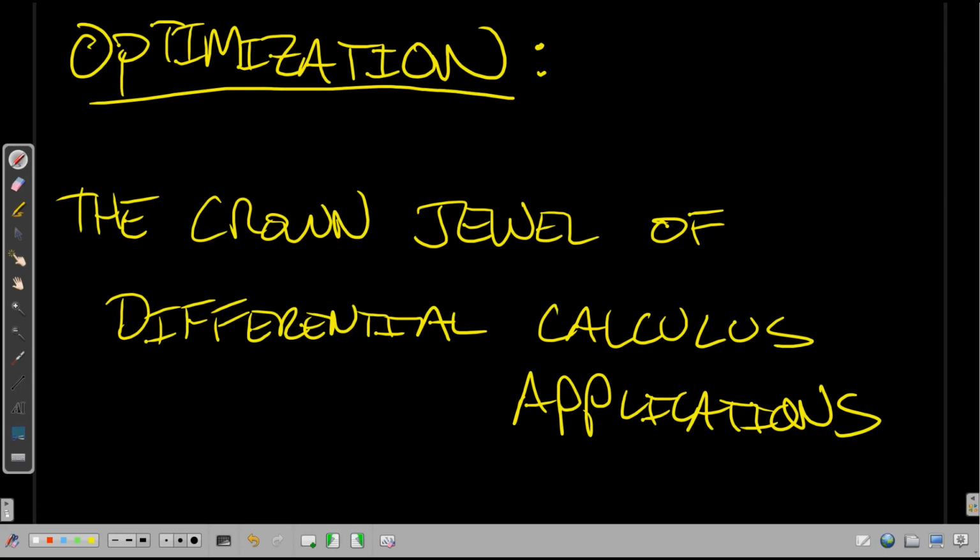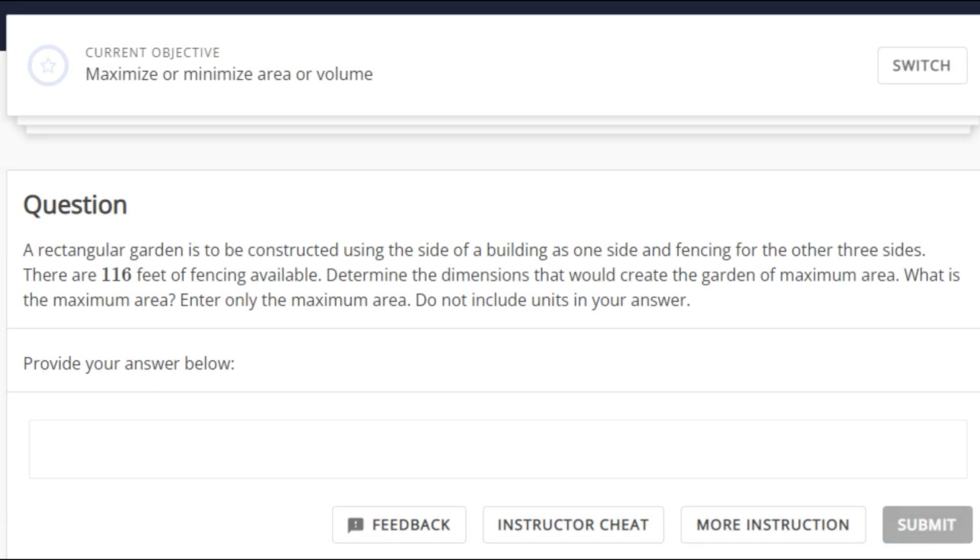So now we talk about optimization. And in my opinion, at least for you guys in business calculus, optimization is the crown jewel of differential calculus applications. That's what we've been doing, differential calculus, taking derivatives and figuring out how to use them. And this allows us to answer all sorts of fun questions by applying our calculus.